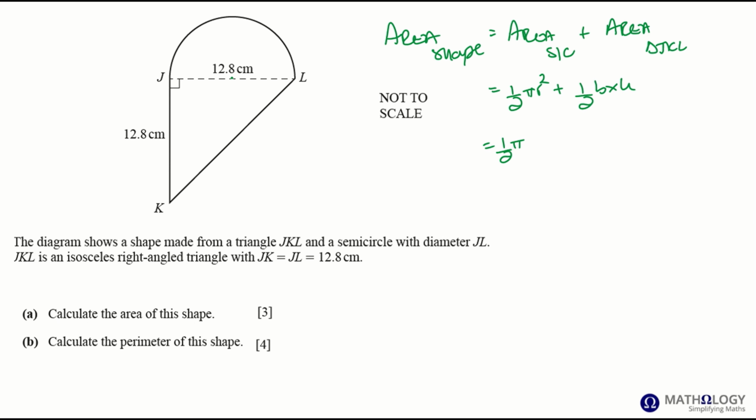The radius of the semicircle is half of 12.8, which is 6.4, that's squared, plus a half. The base of the triangle is JL, or it's JK, it doesn't make a difference. The base and the height of a right angle triangle are perpendicular to each other. So one's the base, one's the height. So it's a half times 12.8 times 12.8. And now we can just plug that into the calculator. Area of the shape is 146.26 centimeters squared.